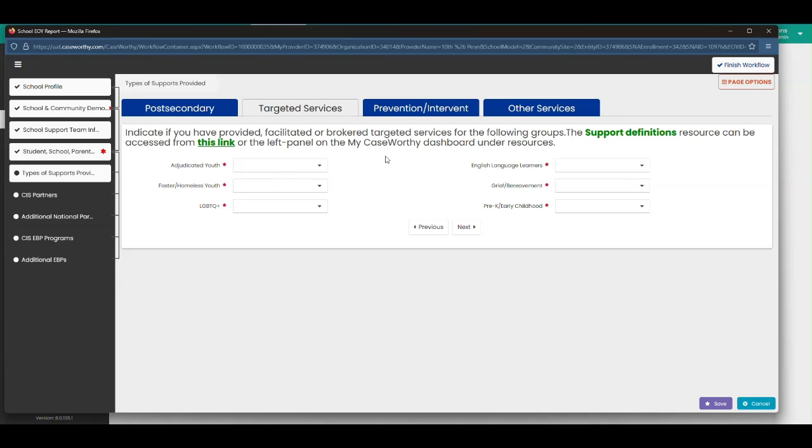So none of these supports under targeted services are blue, so we're not going to do that matching. But again, answer yes or no accurately based on, did you provide supports for homeless youth? Yes or no? Did you provide supports for LGBTQ, English language learners? And this would be specific supports that target those groups, not just that English language learners participated in our supports.